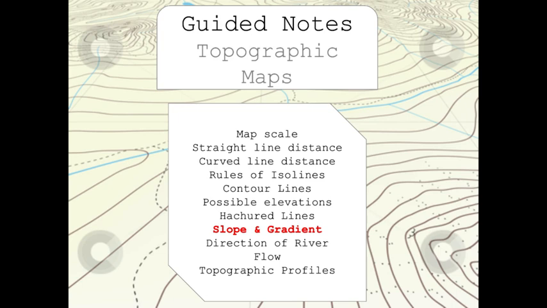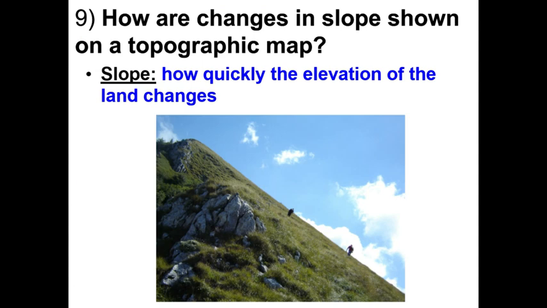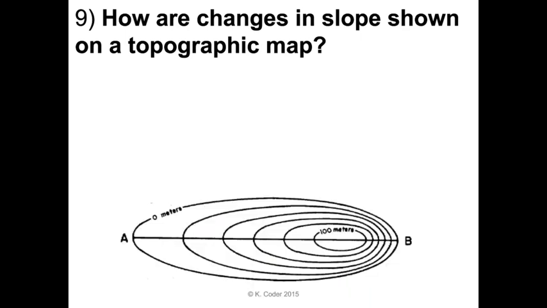In this section, we will be going over slope and gradients. Now, when we're talking about slope and gradient, you might be familiar with slope from math, where it is the change of y over the change of x in a line function. Slope is how quickly the elevation of the land changes. In the picture below, we see a grassy knoll and people walking up it. This is a steep slope.